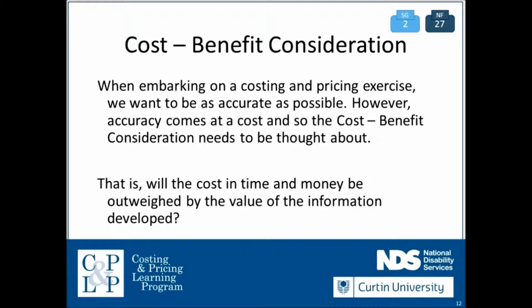When embarking on a costing and pricing exercise, we also want to be as accurate as possible for obvious reasons. However, accuracy comes at a cost, and so we need to also consider what we call the cost-benefit rule, or the cost-benefit consideration. In order to be as accurate as we can be, we will incur accounting and other costs in arriving at the cost of service delivery. We need to ensure that we are arriving at a cost of service delivery that is accurate to our needs, but not overdone. In other words, that we haven't invested too much in being too accurate in terms of the cost benefit associated with this particular process.